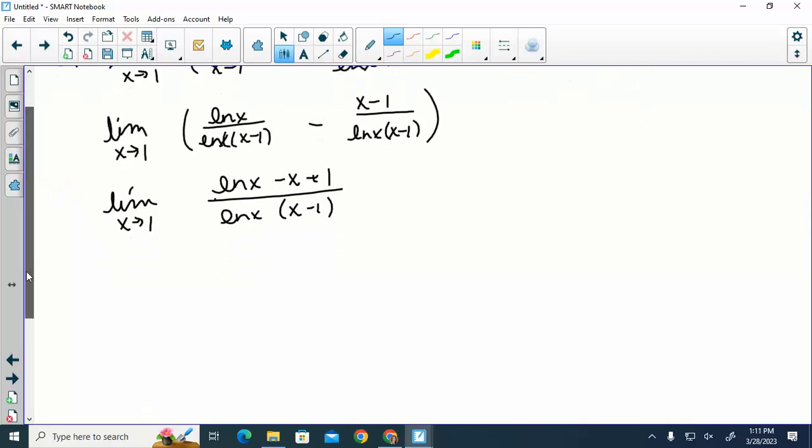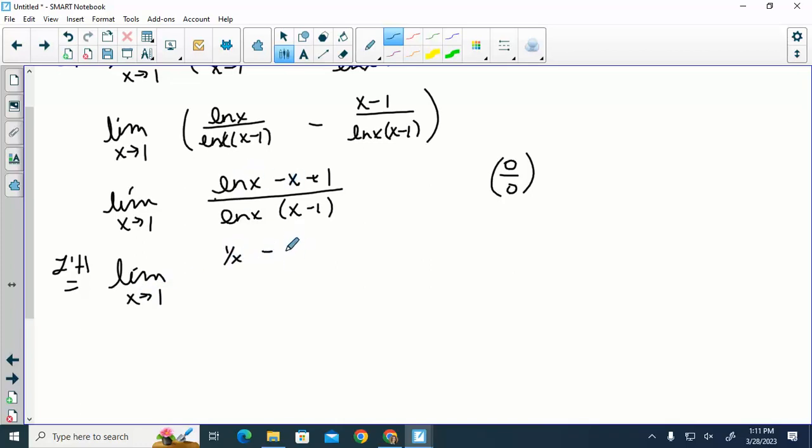All right, let's see. So natural log of 1 is 0, minus 1 plus 1, so that's 0, and 0 times 0 is 0. So it's currently 0 over 0, which means now we can do L'Hopital's. Derivative of a natural log is 1 over x, minus derivative of x is just 1. What do we have to do on the bottom? Product rule. So derivative of the first, derivative of the natural log is 1 over x times the second plus the first, derivative of the second.